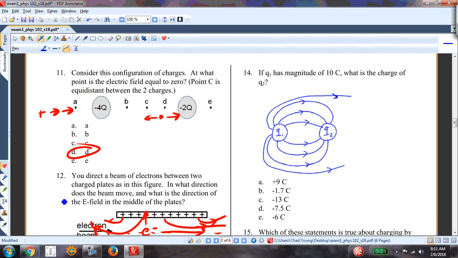All right, Q1 has a magnitude of 10 coulombs. What is the charge of Q2? Well, Q1 is going to be plus 10 because the field lines are coming out of that charge. That means that Q2 has to be negative. So I'm left with B through E.